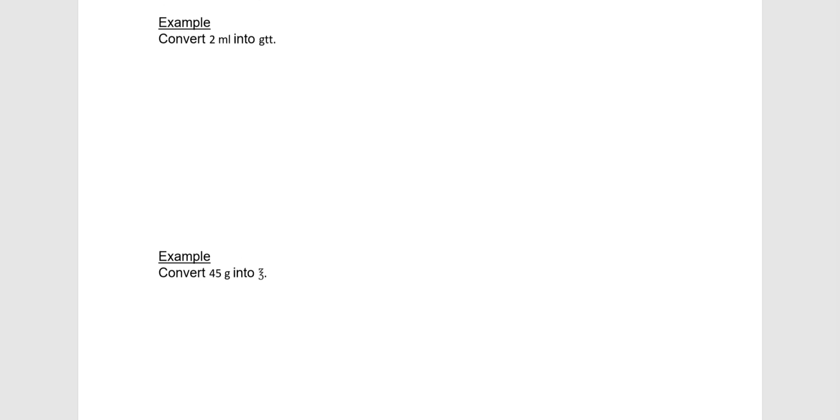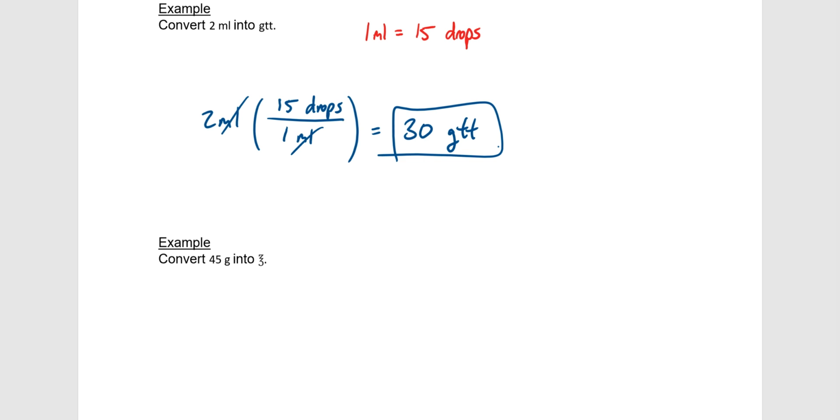Okay, so hopefully we can actually do this one in our head, because all we have to do to get from 1 milliliter to 2 is double it, which means we have to double the 15 drops to get our answer. So I'll just write the answer real quick. So we end up getting 30 drops.